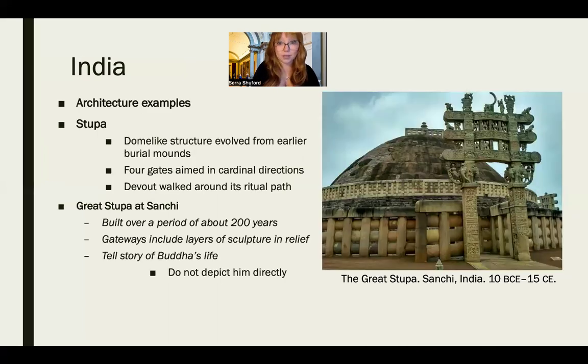Some architectural examples from Buddhism. Instead of these grand temples and churches and things like this, we see what is called a stupa. A stupa is a dome-like structure evolved from earlier burial mounds. And we'll also see that there are these four gates that are always outside of the stupas.